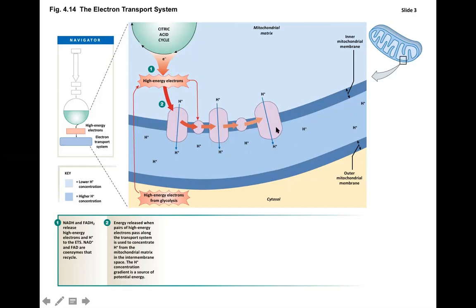So they're kind of stuck, but the more protons that are produced and concentrated here, the more potential energy that's stored in the concentration gradient between the high concentration of protons in this space and the lower concentration of protons in the matrix fluid. By the time these electrons pass through all of the proteins, and we're not going to go through the names of them, it's not really a big deal, they've given up all their energy, and the energy is now stored in this concentration gradient of protons.